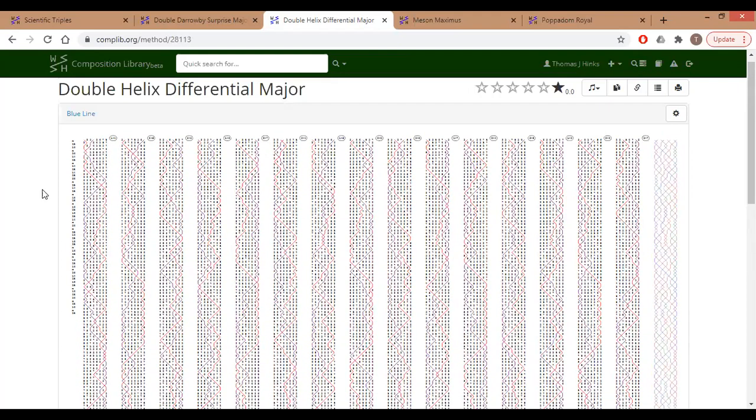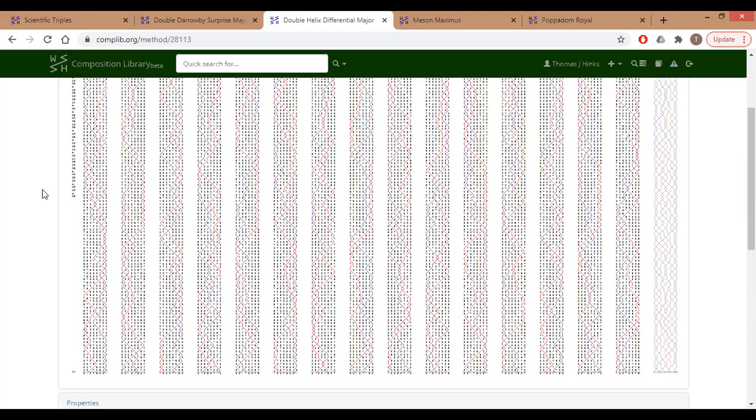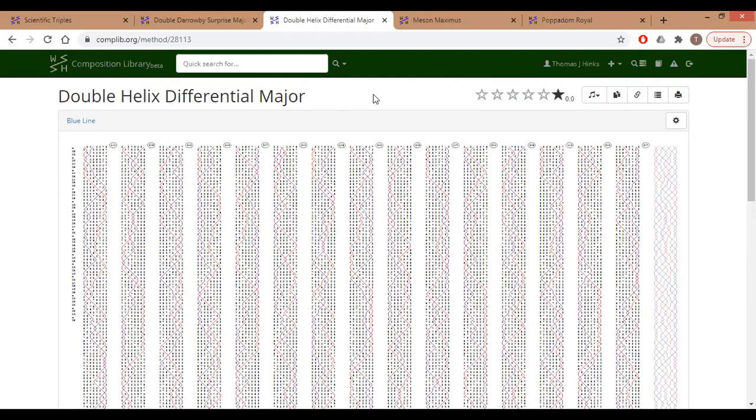I don't really know how this was rung on handbells, and it must have taken an extreme amount of learning to get the hang of this, a lot of rote learning of where the bells are meeting and that sort of thing. Double helix differential major, a crazy method that has been rung very infrequently.